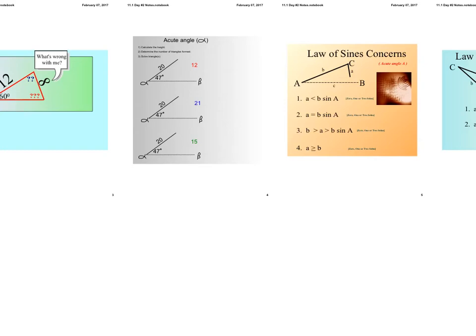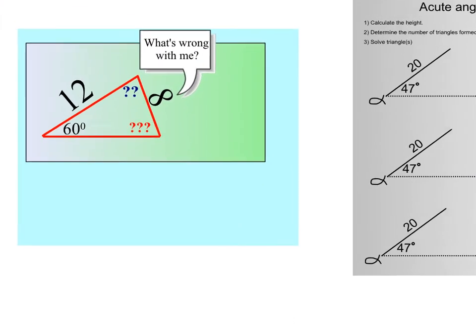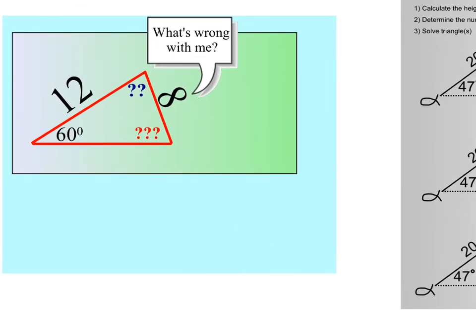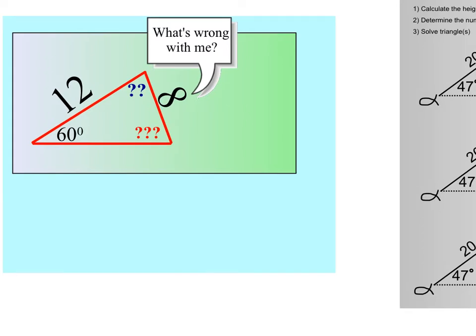I want to go now to this triangle. Everybody try getting the answer for these angles right here. Either one of them. And obviously it says, what's wrong with me? There's something wrong. I want you to try to figure out what's wrong. What's wrong with this triangle? Yes, it's an impossible triangle, but what's wrong with it?